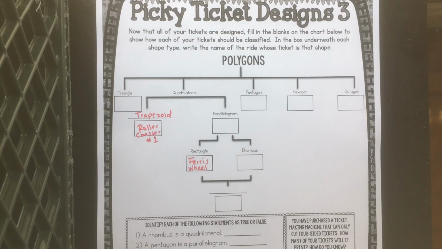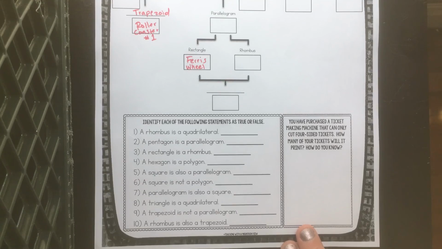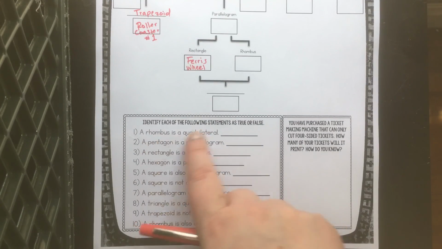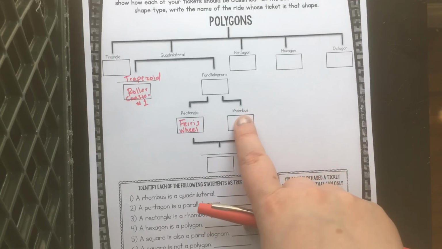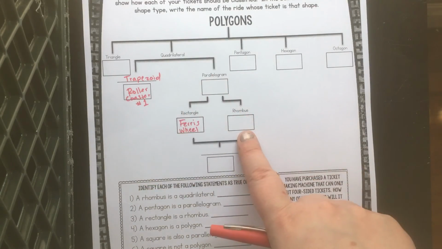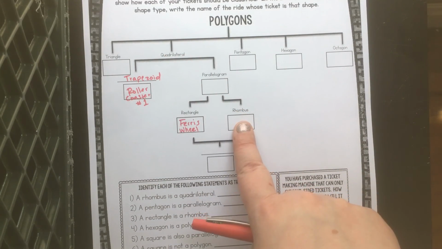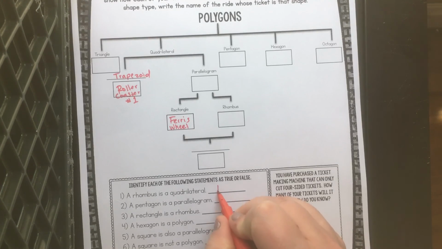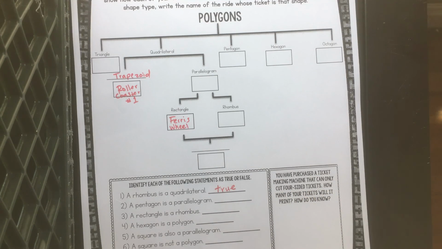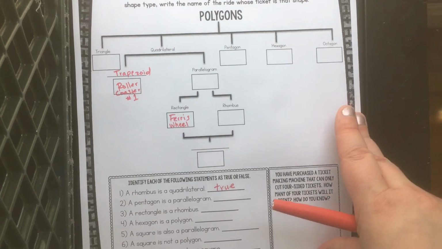Okay? And then when you finish that, you have some true or false questions. Is a rhombus a quadrilateral? Well, is a rhombus part of the quadrilateral family? Yeah, it's under quadrilaterals, right? So you would write true.